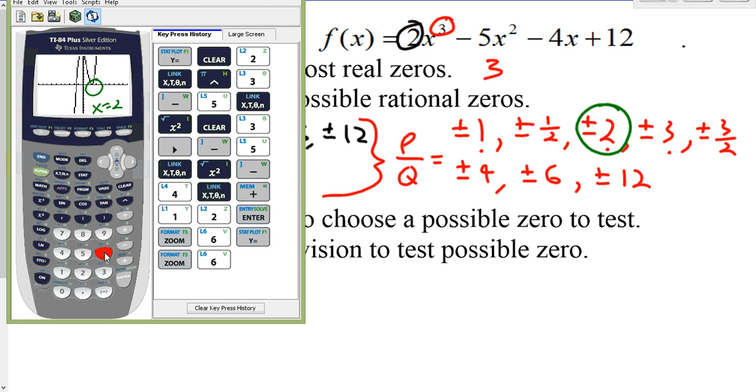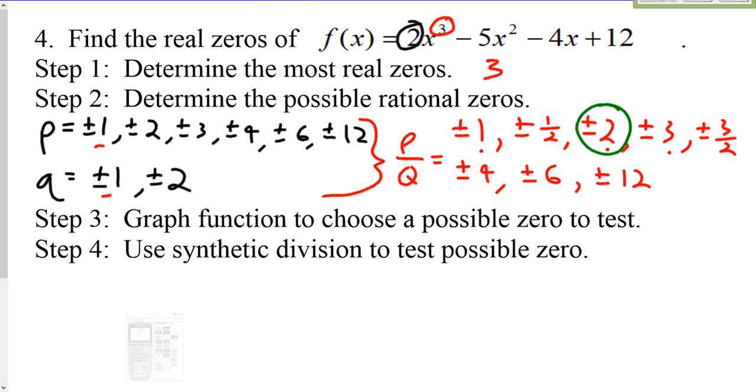So if I want to go ahead and test that, I'm going to use synthetic division. A 0 at x equals 2 gives a factor of x minus 2. Okay, so synthetic division, I use a 2 there.